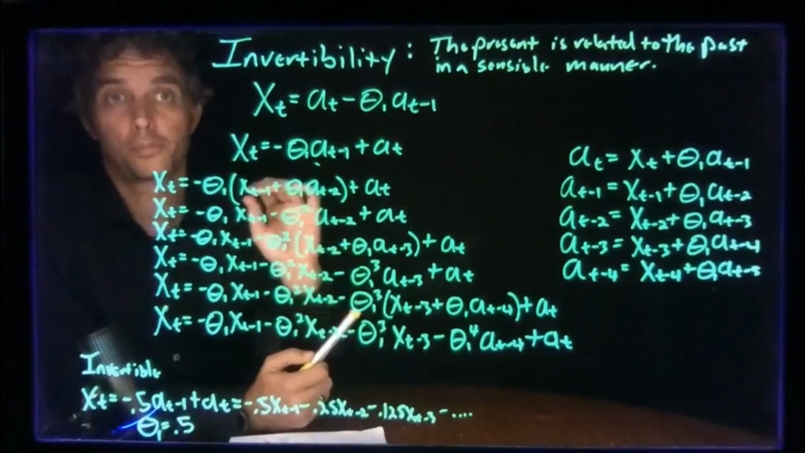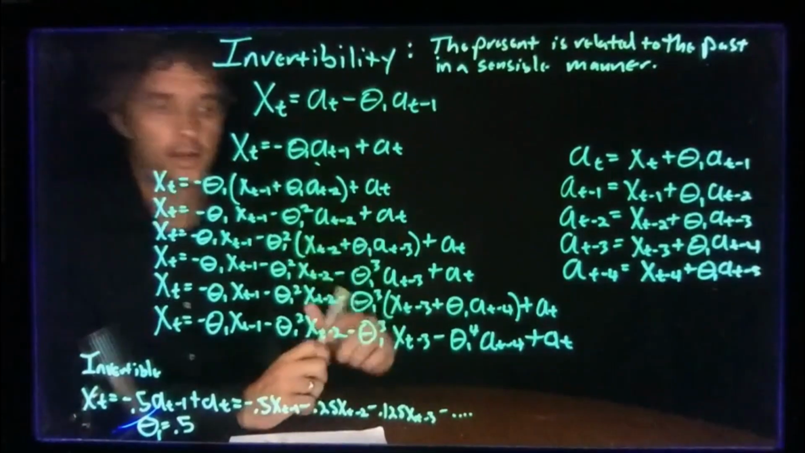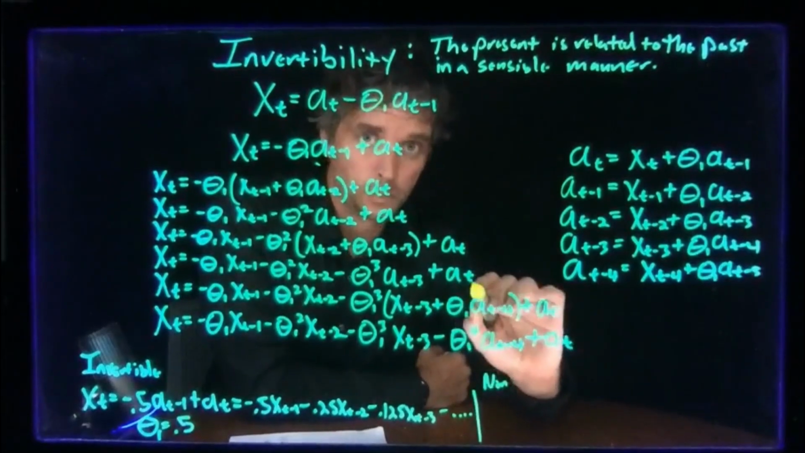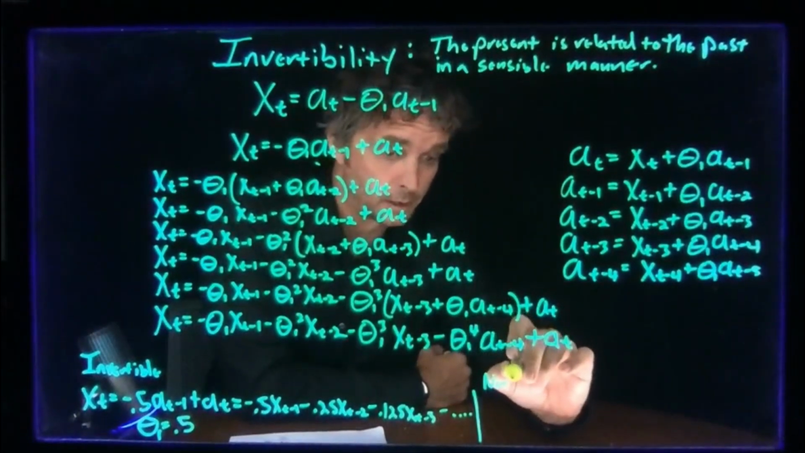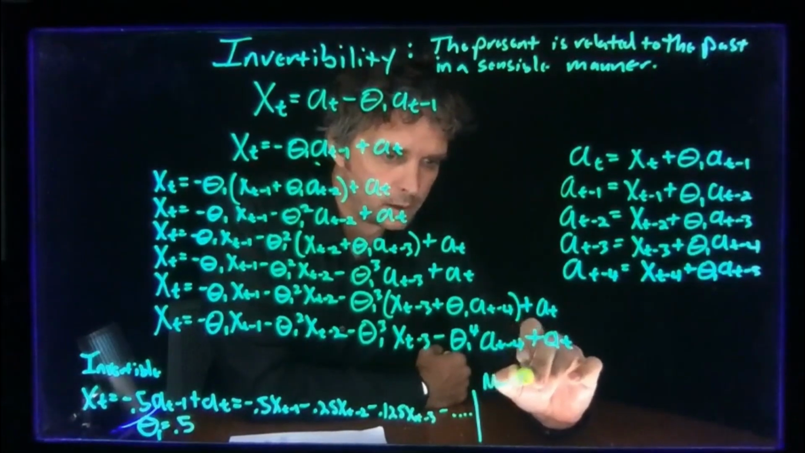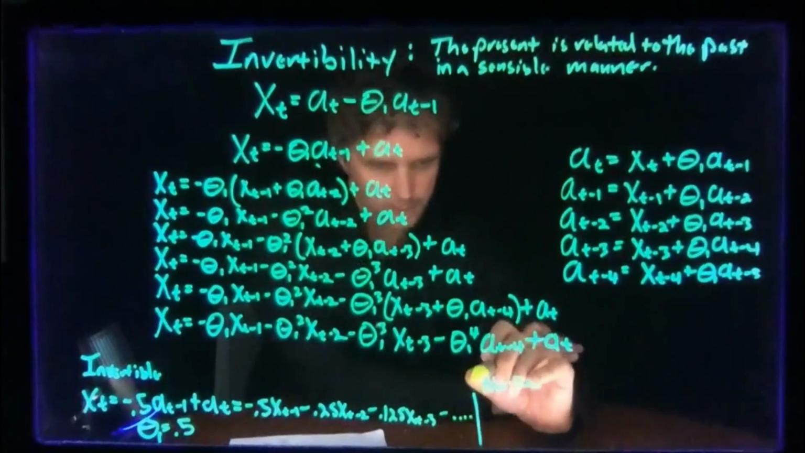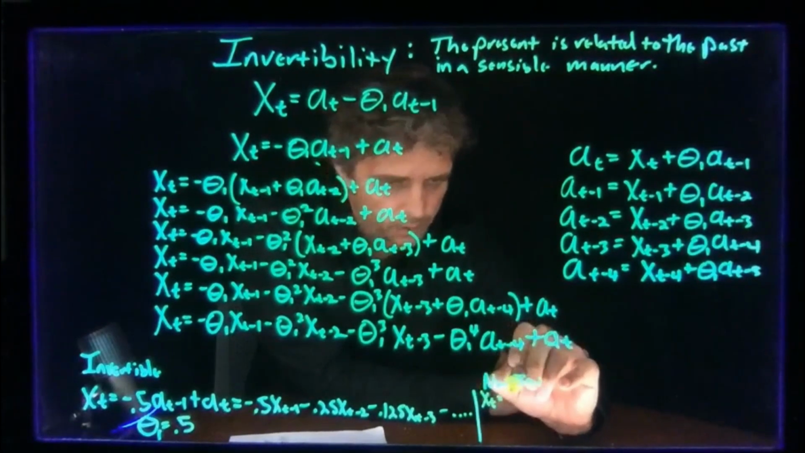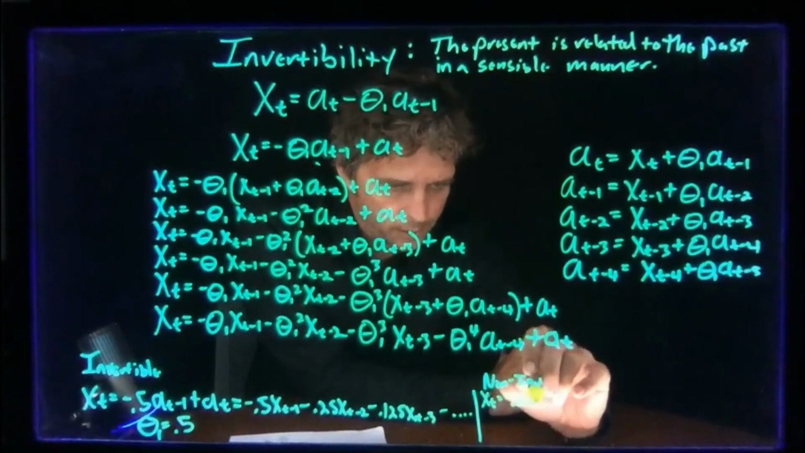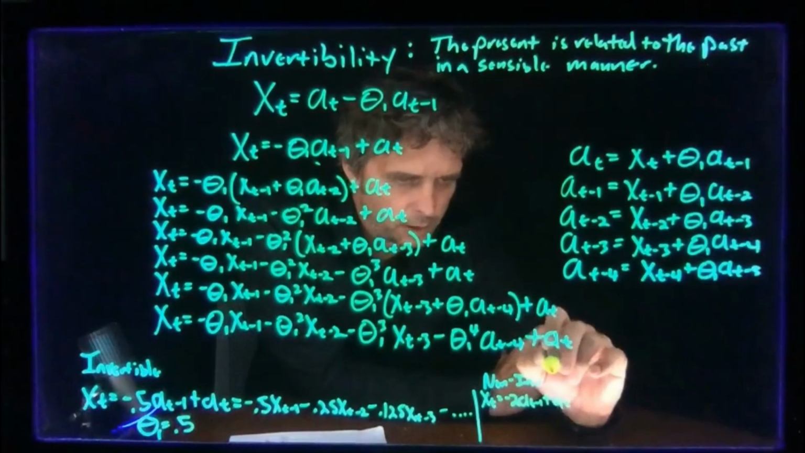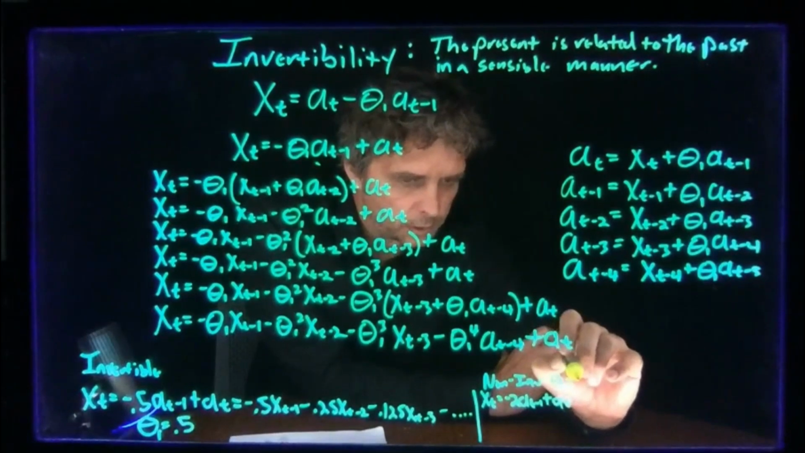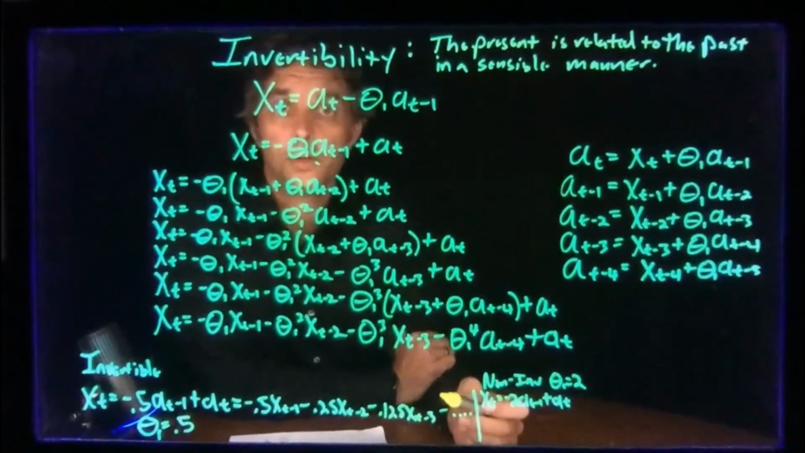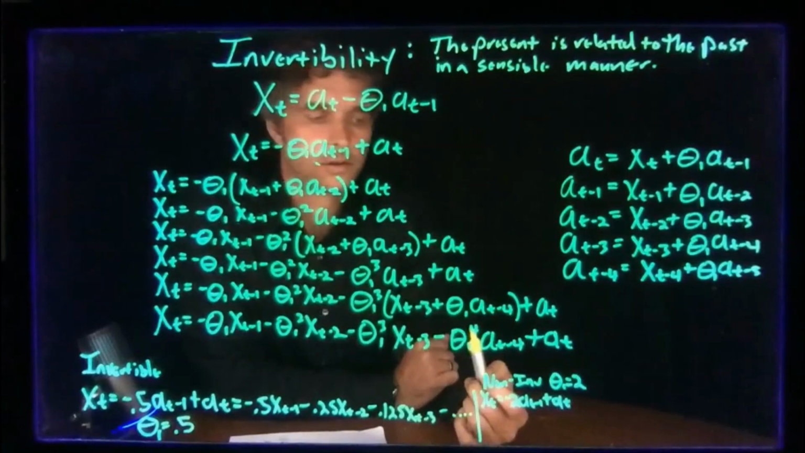Now let's look at one where the present may not be related to the past in a sensible manner, a non-invertible model. Let's say we've got X_t equals negative 2 a_{t-1} plus a_t, where we see that theta_1 equals 2. That's an MA(1) with theta_1 equals 2. We know that it's non-invertible, because the roots are inside the unit circle.